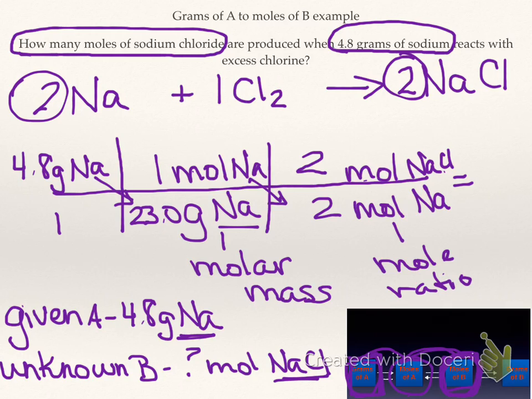We are going to do the math on this. Let's see, we have 4.8. I'm going to multiply everything across the top. So 4.8 times 1 times 2. And then I'm going to divide by the bottom. So I'm going to divide by 23, and then I'm going to divide by 2. That gives me an answer of 0.209, so 0.21 moles of sodium chloride for my answer.